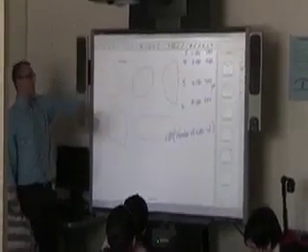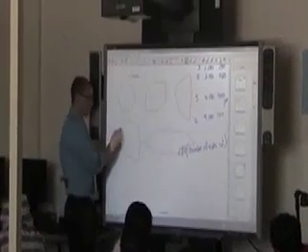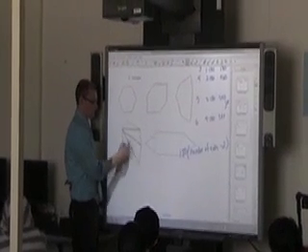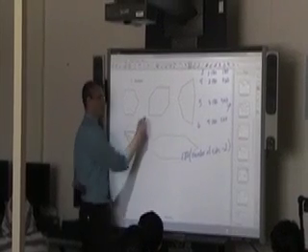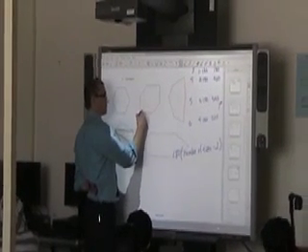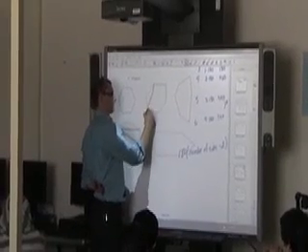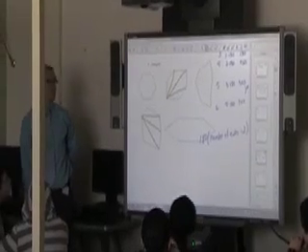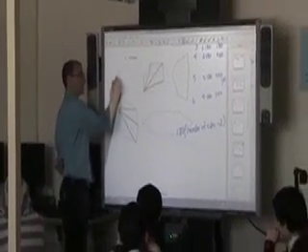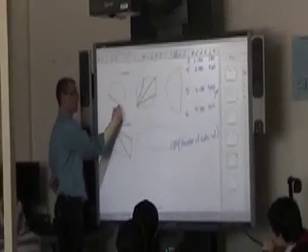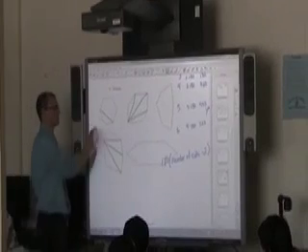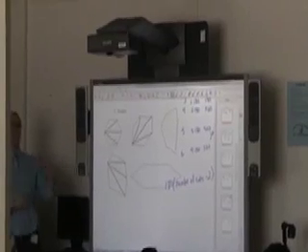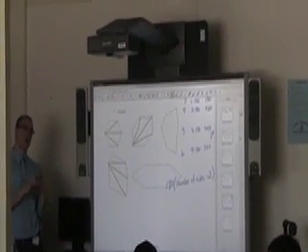How many triangles do you think I'm going to get in a hexagon? 4. Let's see if it happens. So I start here. There's 1, 2, 3, 4. How many triangles? 4. You can even kind of split it off. How many triangles? 4. So that's where the pattern comes from.